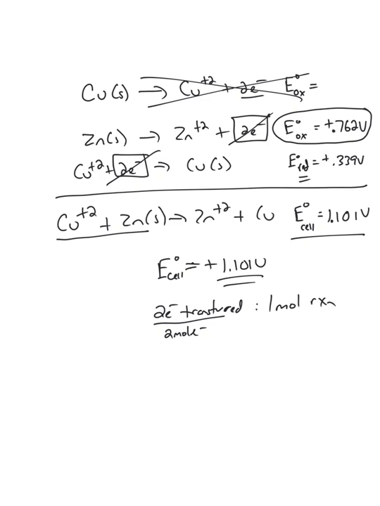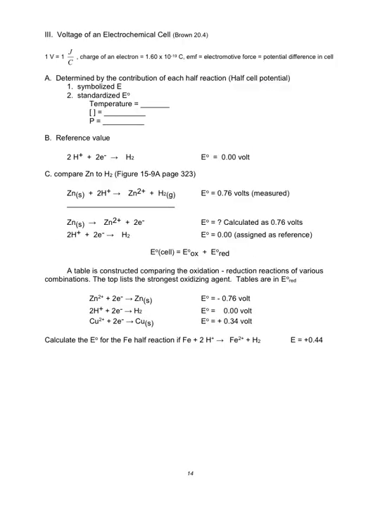So, the more negative of the 2 reduction potentials will be flipped to make it oxidation. So now what that tells me, you understand that. Okay? In that, look up the cell.